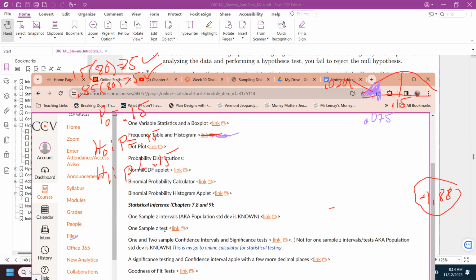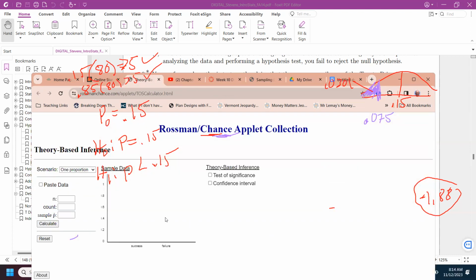So here's that link to that one-sample z-test that I talked about. It works pretty well. I just want to do it by hand. Then this one down here takes us out to that Rossman Chance website. And it works for the one-sample test that we're doing this week, chapter 8, and next week, the two-sample test. And we're out here. Now, this is about a proportion. So make sure you do the right drop-down.